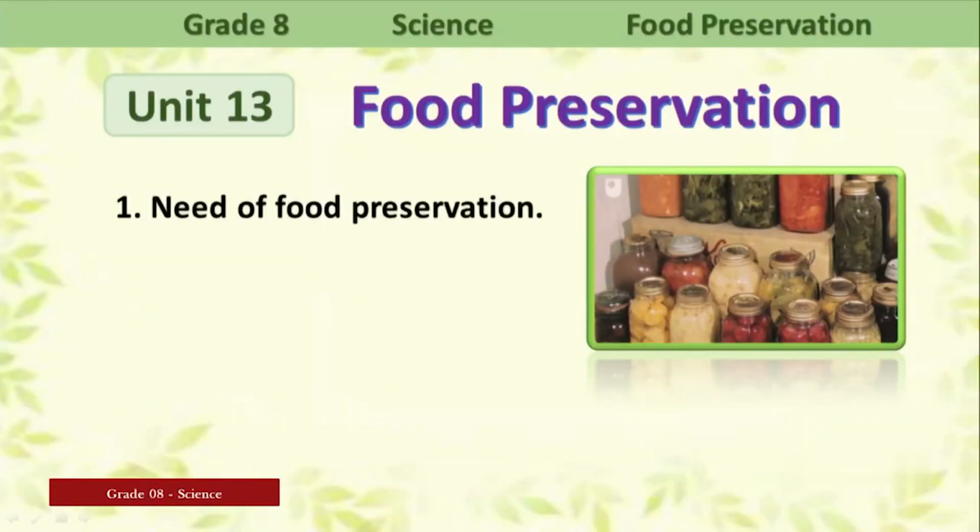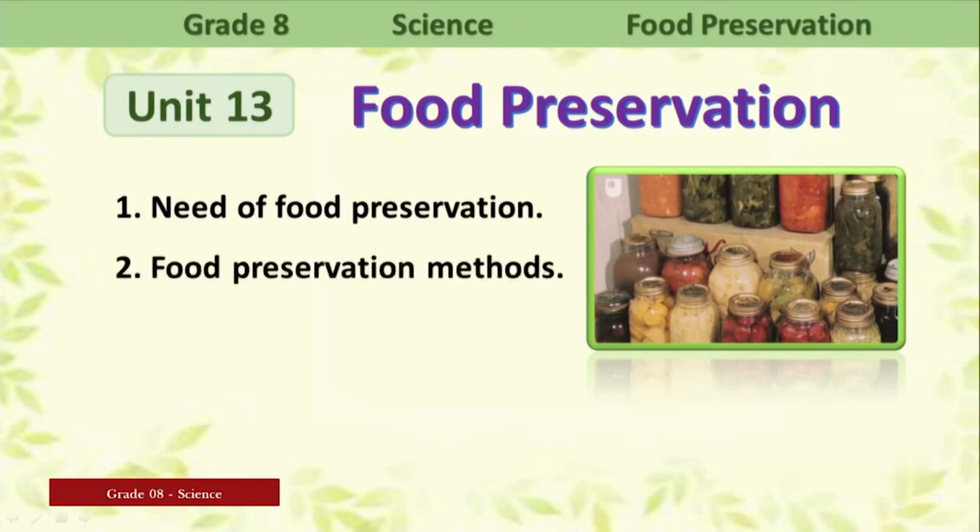Now, in this lesson we are going to learn about these 4 subtopics. First one is the need of food preservation. Second one is food preservation methods. What are the different methods used to preserve food items? They can be traditional methods and they can be modern methods.